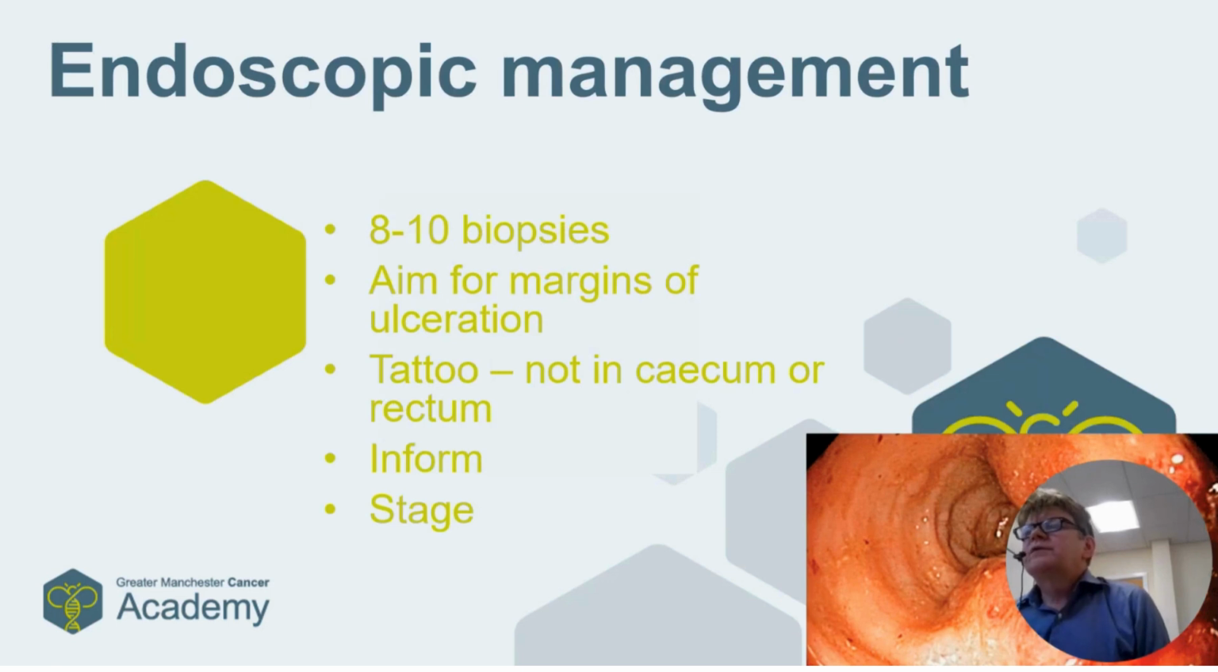And how we should manage that is that we should take a minimum of 10 biopsies. We should aim for the margins of the lesion rather than the necrotic tissue that's going to be in the center, which won't be diagnostic. We should tattoo the lesion to facilitate the laparoscopic localization of the lesion, unless it's in the cecum or the rectum, where that's not necessary. And in tattooing, we should be careful that we raise a saline bleb, so we tattoo the mucosa and we reduce the chance of transmural contamination with ink, which can make laparoscopic resection more difficult.